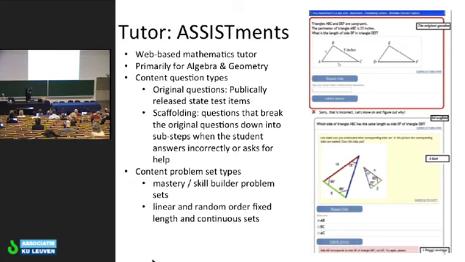And then if they get that wrong or they ask for help, they're given what we call scaffolding, which is a sub-question that breaks that main question up into steps. And the assessments team has created this pedagogical tutorial assistance here. And there's also hints related to the question if you want it. So you have the original question, and then you have the scaffolded question, which is a sub-question.